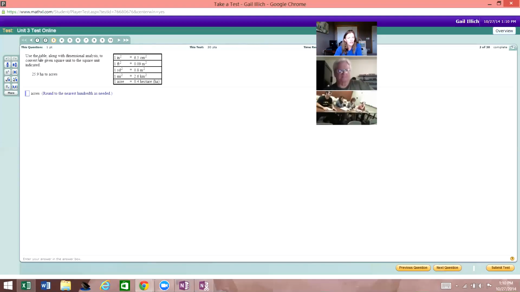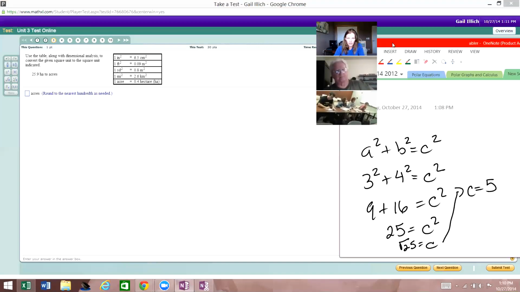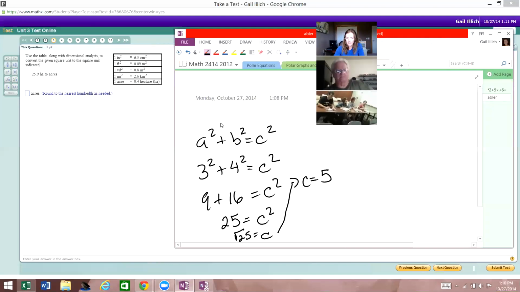Okay, that was fun. All right, number 3, it says use the table along with dimensional analysis to convert the given square unit to the square unit indicated. All right, so we have 25.9 ha, which are those hectares, and we want to get them to acres. And we're told that 1 acre is equal to 0.4 ha. Okay, so we'll come in here and let's just add some more to this.